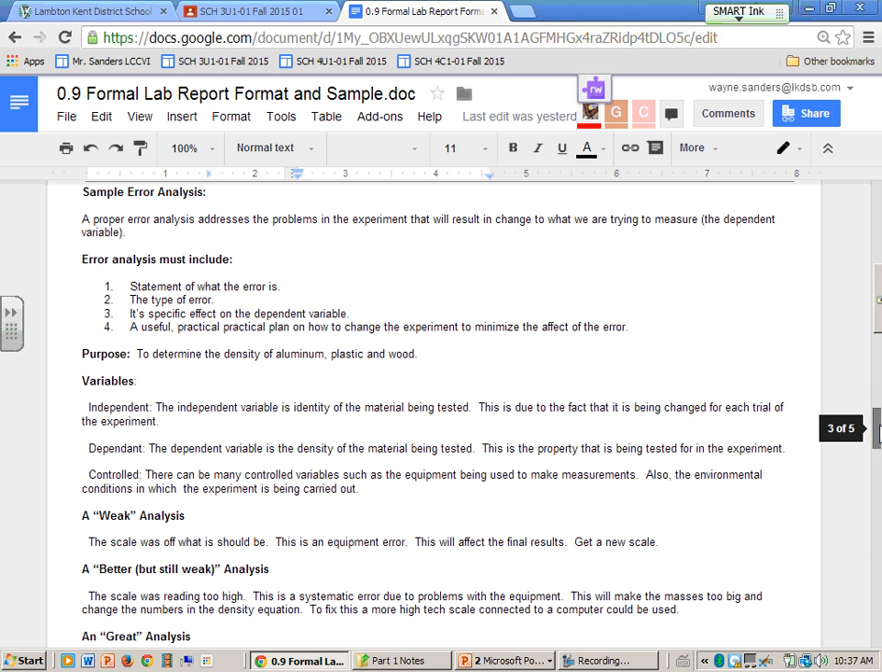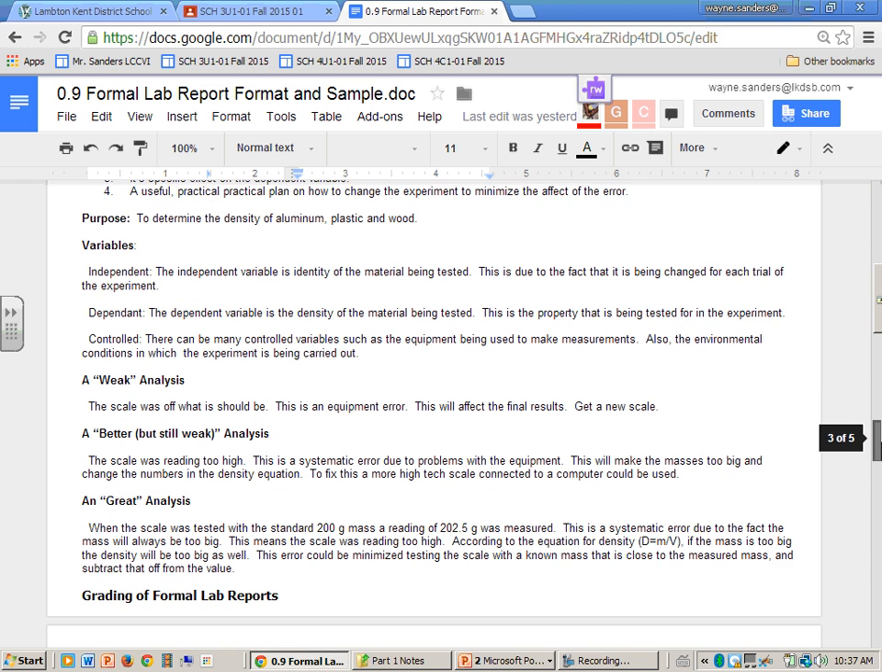In most purposes, you will be able to find the independent and the dependent, all right? To determine the density of aluminum, plastic, and wood. You can see there, that's what we're changing, the independent. What are we looking for? The density, the dependent. Typically, the dependent and independent will be found in the purposes. Controlled variables: the equipment being used to make the measurements, the same scale is being used, the same ruler is being used.